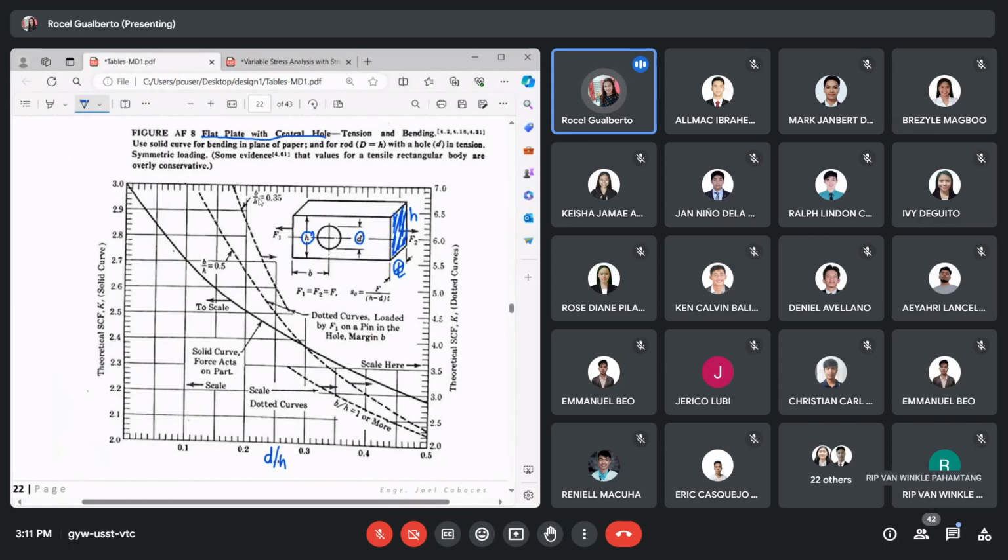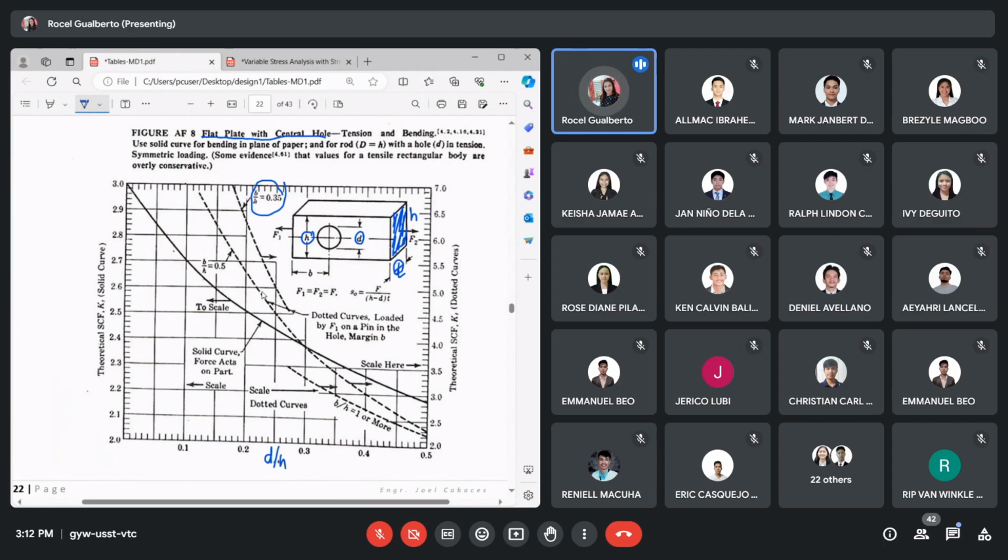One is b over h equal to 0.35, another is b over h equal to 0.5, and another is b over h equal to 1 or more. So you need to solve first for b over h before deciding which curve to use. The b is the distance from the center of the hole to the leftmost part of your flat plate. So you need to solve it first before you decide which curve to use.